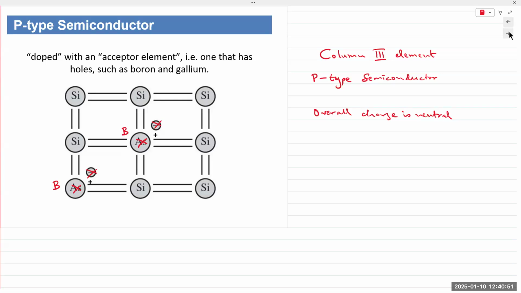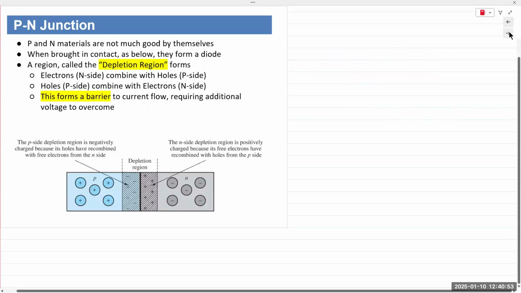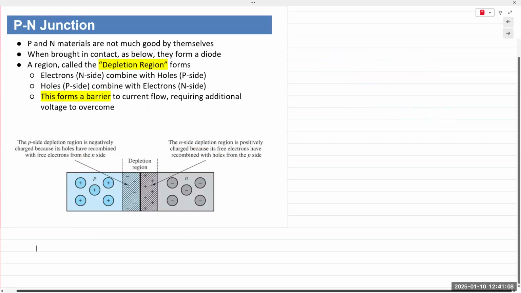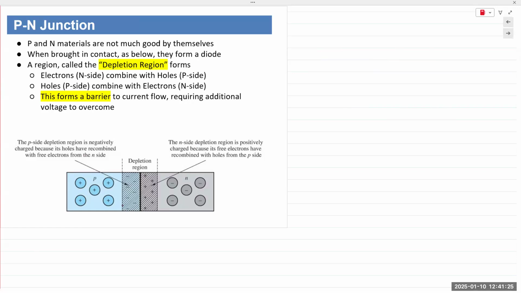So now we have the P-type and the N-type semiconductors. If they are brought in close contact, this is not actually what happens in real life, obviously. This is a two-dimensional illustration. It's not a cross section. So you have a p-type material and an n-type material, and you bring them in close contact. What we obtain is a p-n junction.